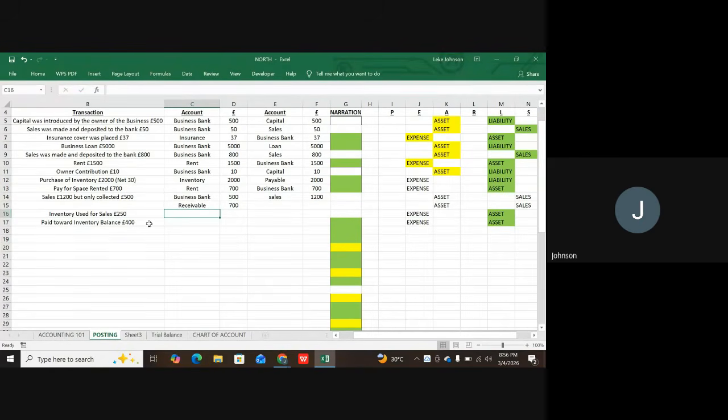Then the next thing we're looking at is inventory used for sale. Inventory that was used up during the time they were making these sales was worth £250. What accounts are going to be affected? Inventory was used up for sales. How many accounts? Bank and inventory. Beautiful. Do we all agree to that?